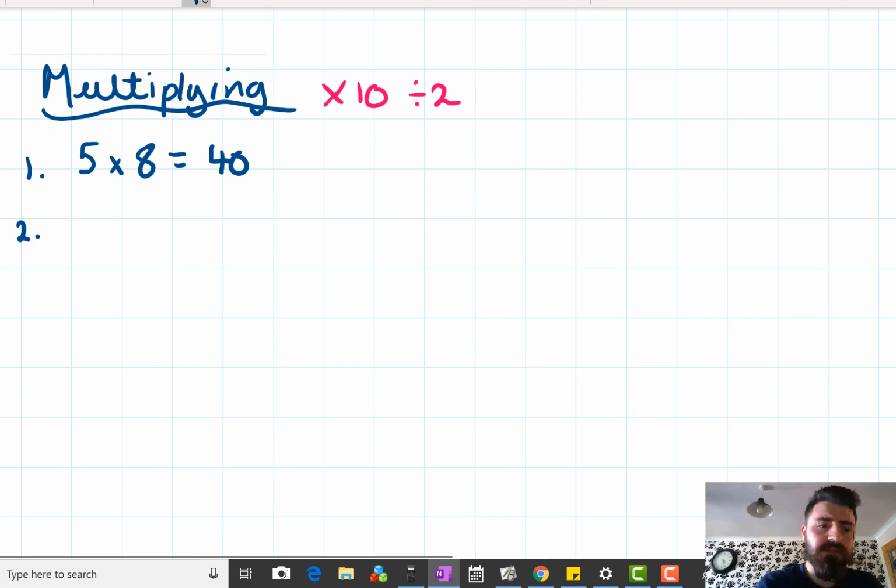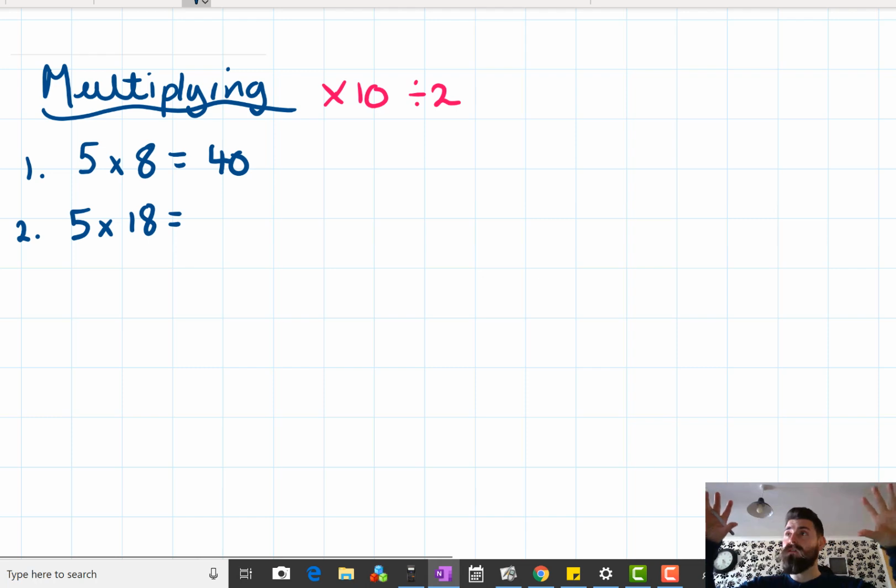Could it work with another one? Let's try 5 times 18. Much higher. So if you've stopped memorising your 5 times table up to 5 times 10, you might struggle here. You might use a chunking method, 5 times 10 and 5 times 8, add them together to make 5 times 18. Or you could use this fast method here. What's 18 times 10? 180. 180 divided by 2, which is effectively halving it, is 90. It's honestly as simple as that.